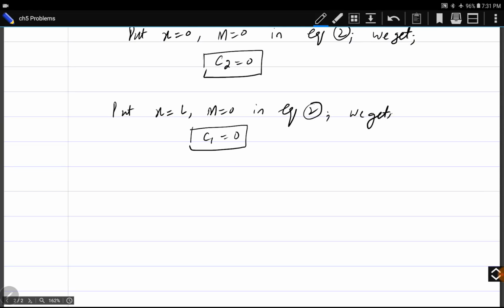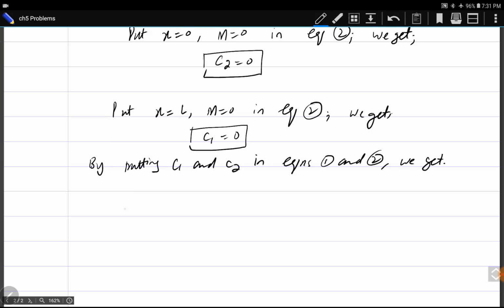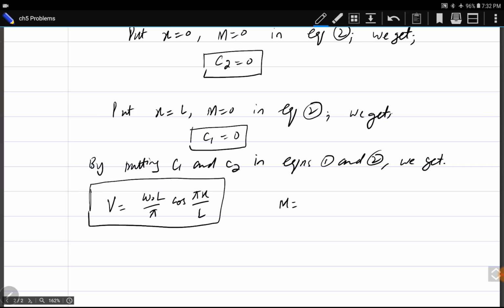So by putting C1 and C2 into equations 1 and 2, we get V equal to W naught L over pi cosine of pi x over L, and moment equal to W naught L square over pi square sine of pi x over L.